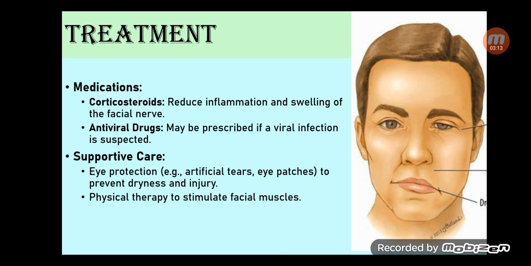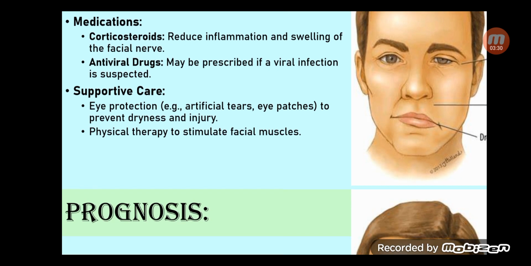For Bell's palsy treatment, we can also do supportive care that includes eye protection, such as artificial tears and eye patches, which can be given to prevent dryness and injury to the eye, especially on the affected side. And we can also give physical therapy to stimulate facial muscles.